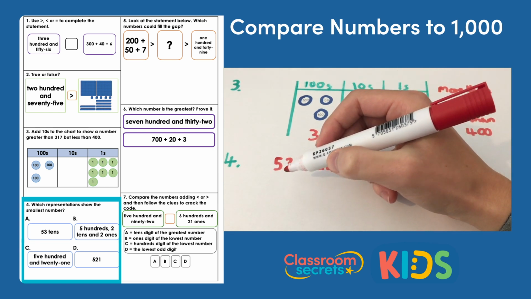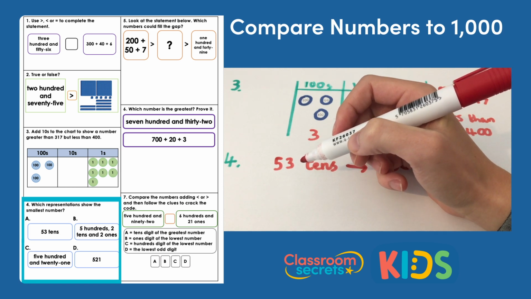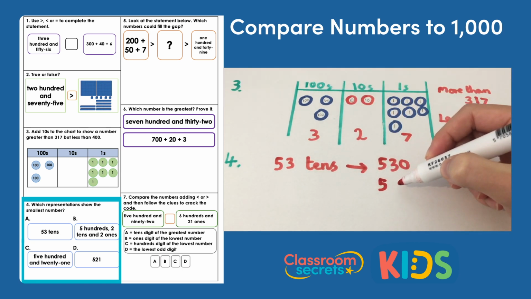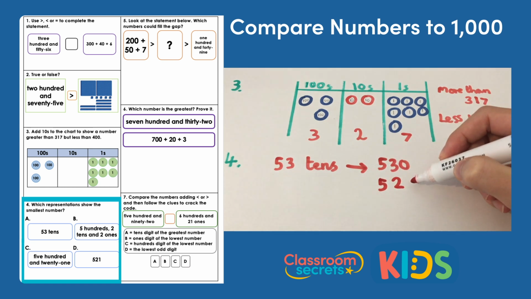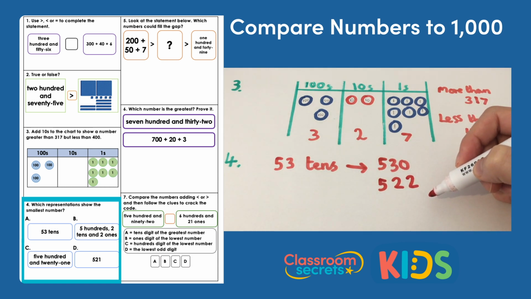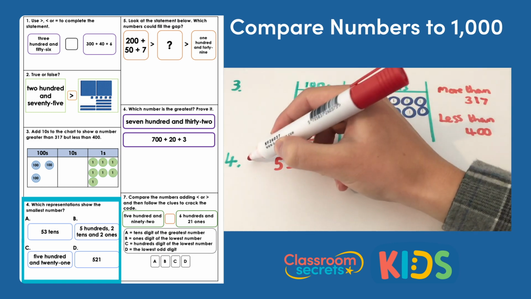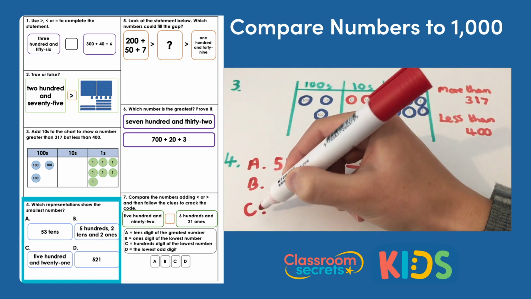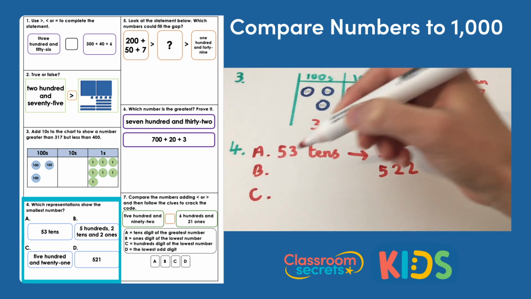B is 500s, 2 tens, and 2 ones. So 500s, nice and easy. 500s, we've got 2 tens and 2 ones. 522 would be B. Let me just put those there. And then C and D.